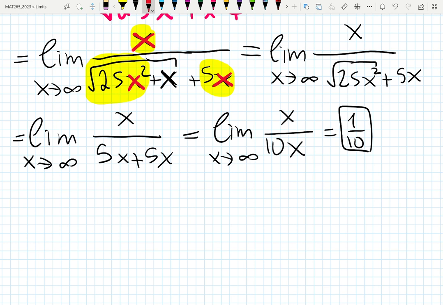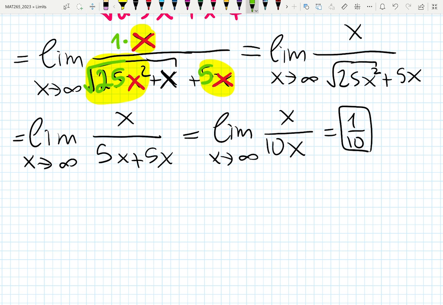The powers are the same, so you just need to calculate the coefficients in front of them. And the coefficients in front of them are 1 and then square root of 25 plus 5, and that is the answer. So that's 5 plus 5, which is 10.